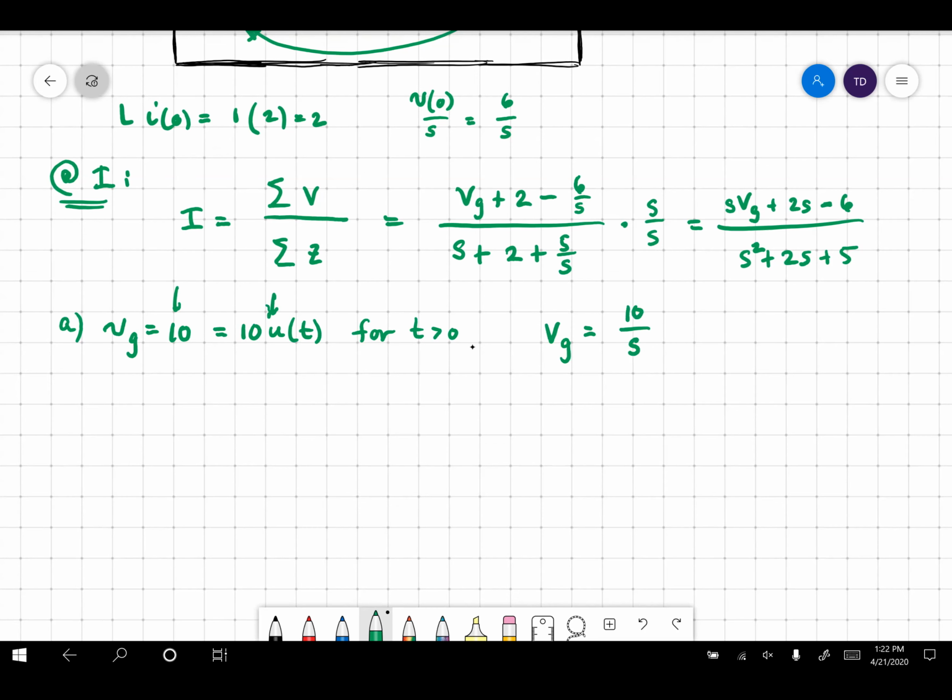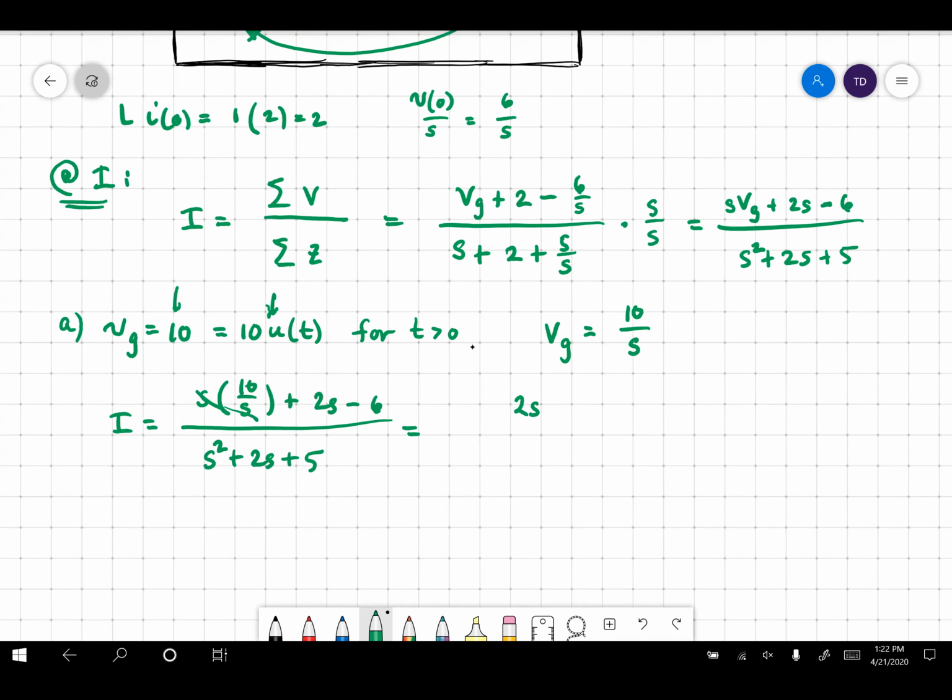VG is 10 over S. All right, let's plug that in. So I equals S times 10 over S is 2S minus 6 over S squared plus 2S plus 5. Today's our lucky day. So cancel, cancel.